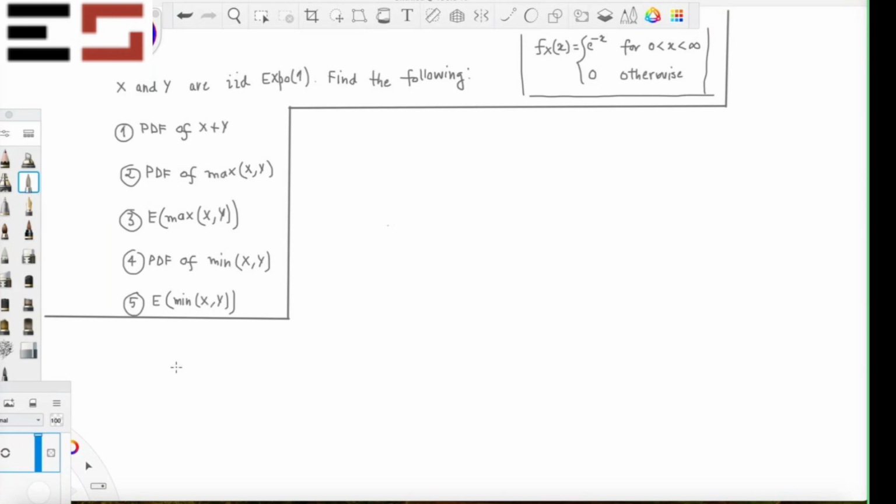So let's start with the PDF of x plus y. Let's call that t. Again, we can first start by finding the CDF of t. Notice that x and y are both positive random variables, so the random variable t will also take only positive values. So we can restrict our attention to finding the CDF of t when t is positive.